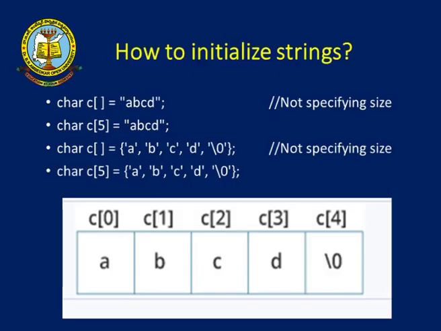If you write char C with the size for ABCD, this is the internal representation. First cell A, B, C, D, okay, and every cell is identified with the index value because this is also an array, and in the last cell the value stored is always the null character.